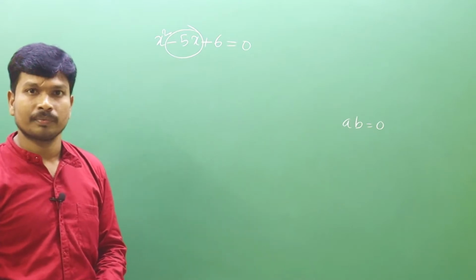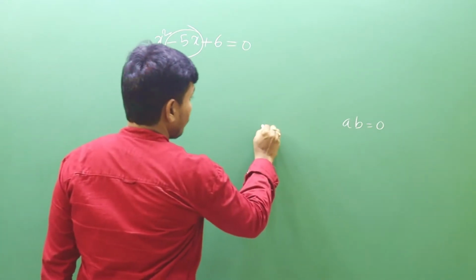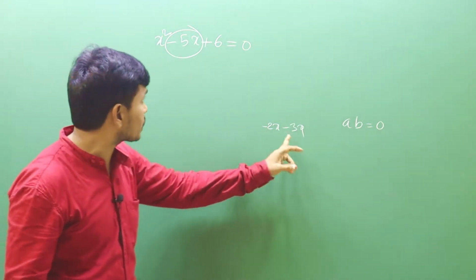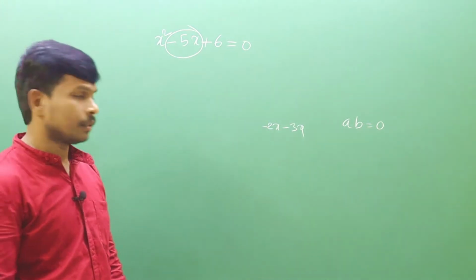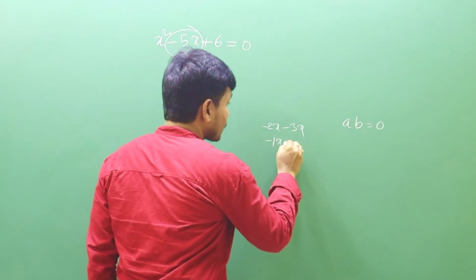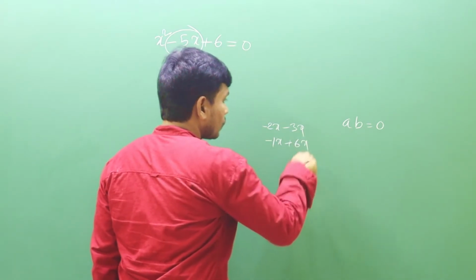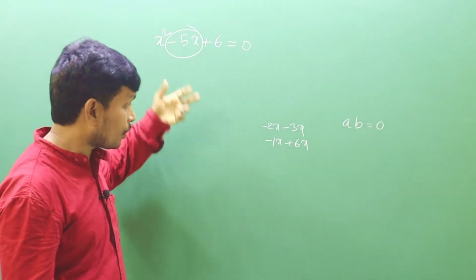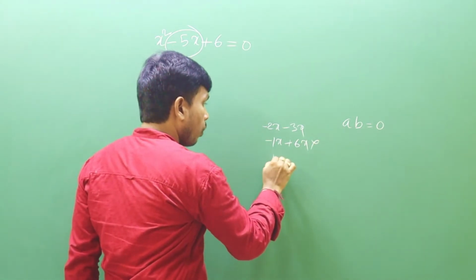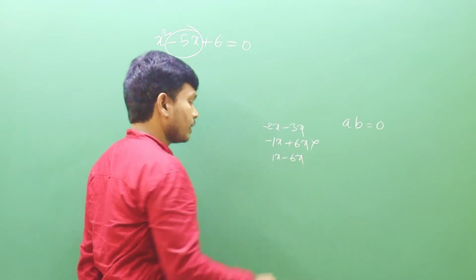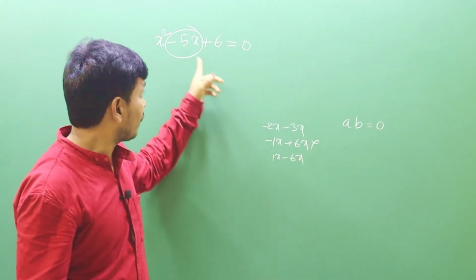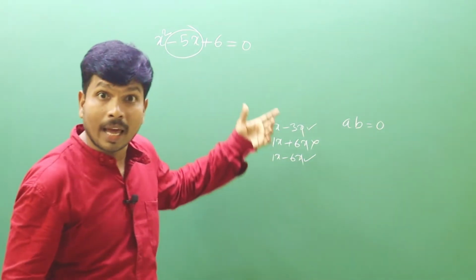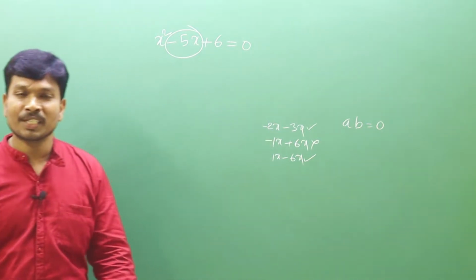How can you do it? Minus 2x minus 3x. Can we split like this? Yes, minus 2x minus 3x is minus 5x only. Minus 1x plus 6x? No, because you must get minus 5x. Then what do you have to do? 1x minus 6x. Is this splitting well? Can we? Yes, this is also possible. Like that there are infinitely many possibilities we will get.